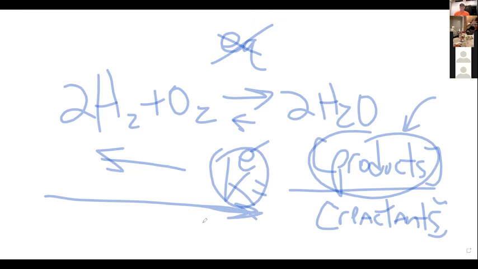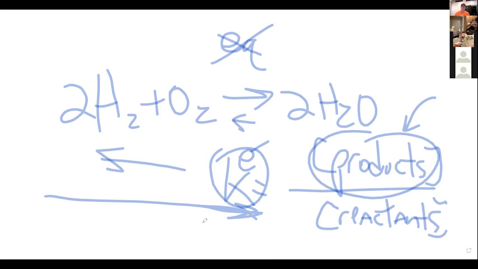So chemical equilibrium helps you determine which one is going to be at a higher concentration, the products or the reactants. Okay. Yeah, that's determined by the equilibrium.